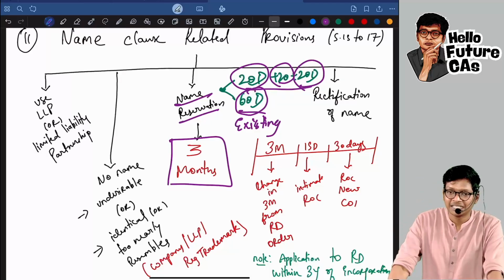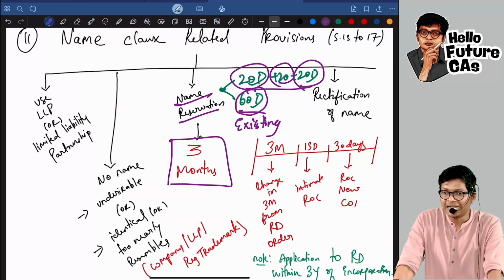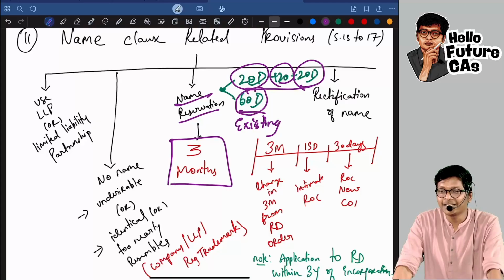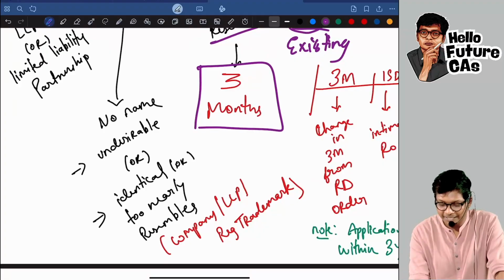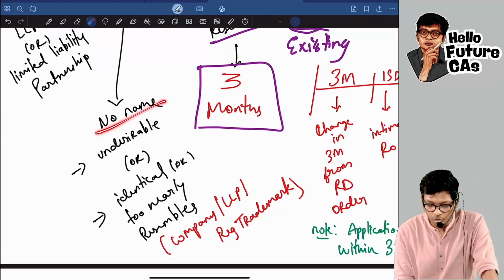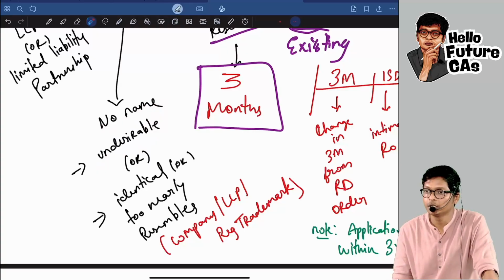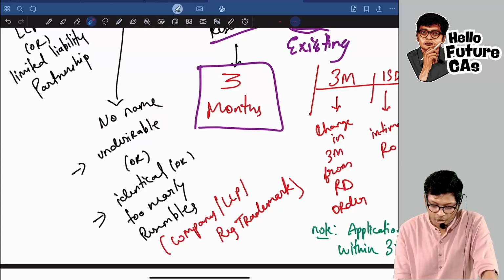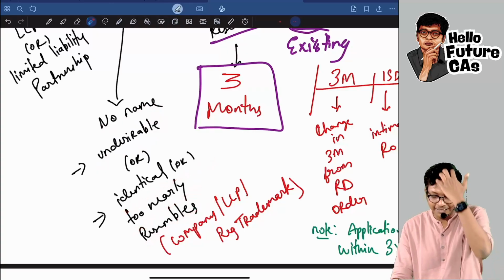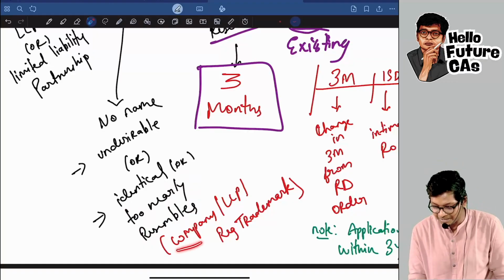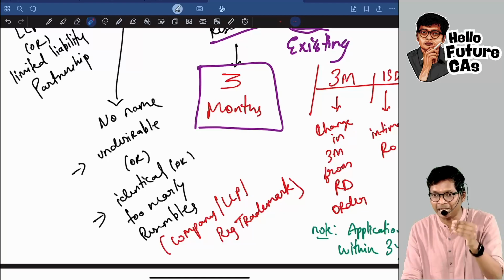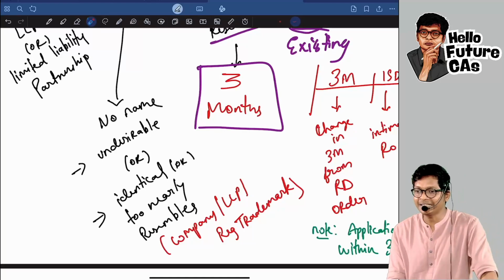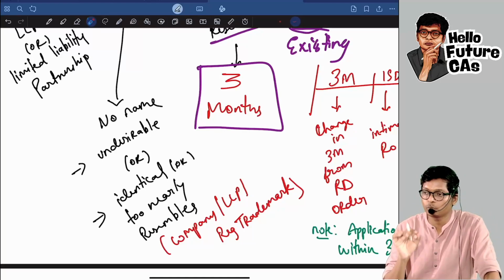3 months. Can I start a company called Anti-India LLP? Can I start Down Government LLP? No. So like that they are saying, the name that you are applying, same as Companies Act, no name should be undesirable, or it should be identical or too nearly resembling some other company, LLP or registered trademark. Such an important provision, amendment area. Amendment and not even tested once.